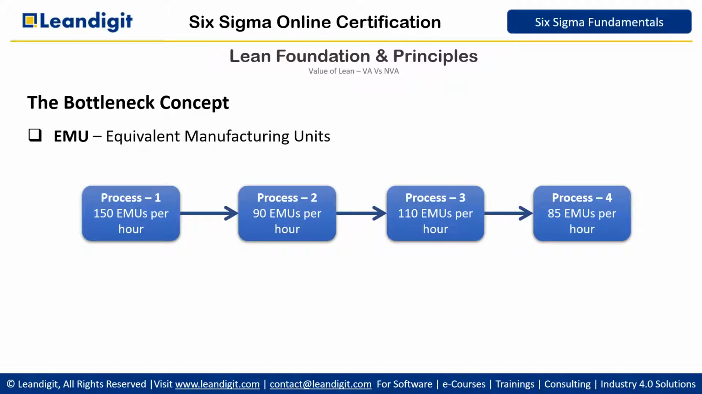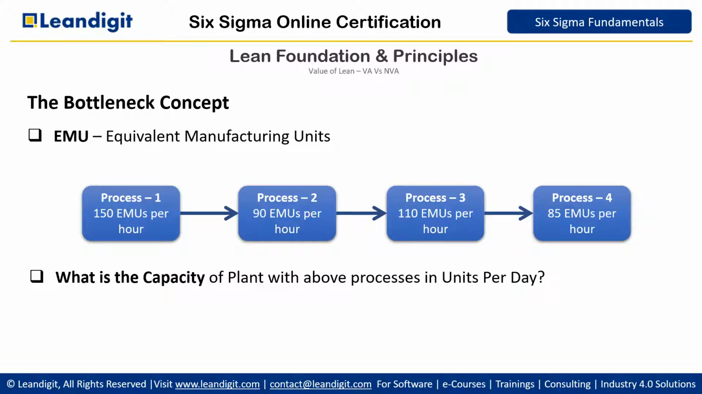So for example, if process 1 has a capacity of 150 EMUs per hour, it means it is able to make something which will be good enough for making 150 final units. So now the first process has a capacity of 150 units per hour, the second is 90 units per hour, the third is 110, and the fourth is 85 units per hour. So what is the capacity of this plant? In layman's language, we can say we can average it, but it can go very grossly wrong. So we'll understand it in terms of the bottleneck concept.